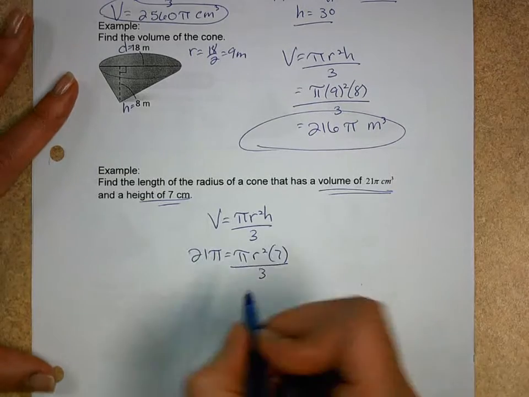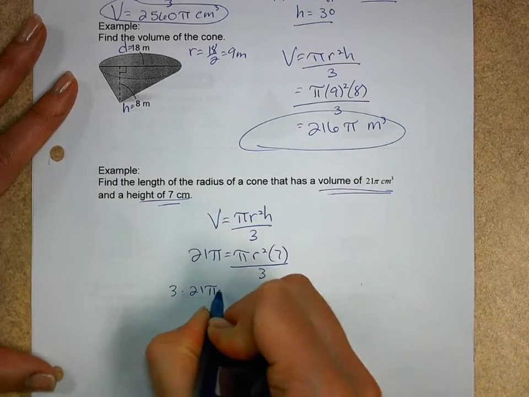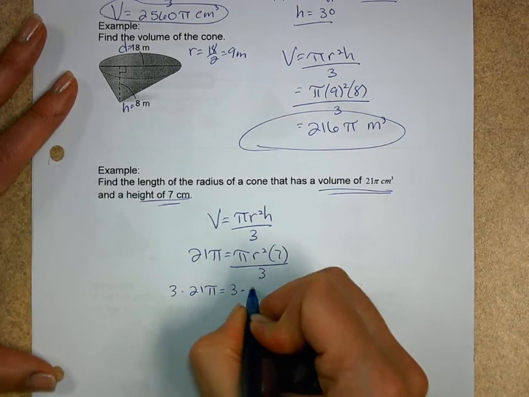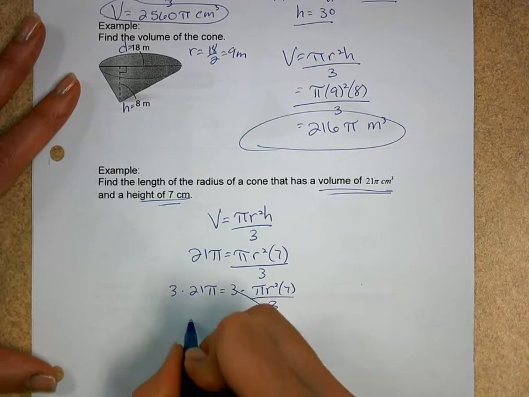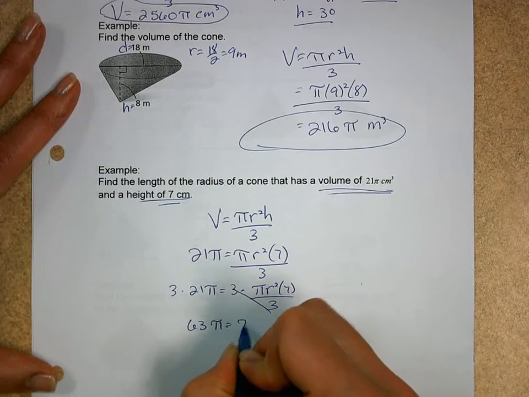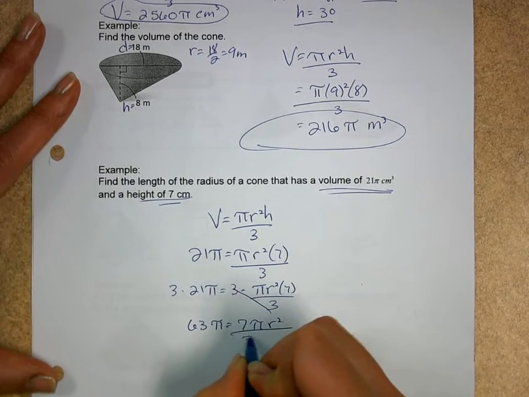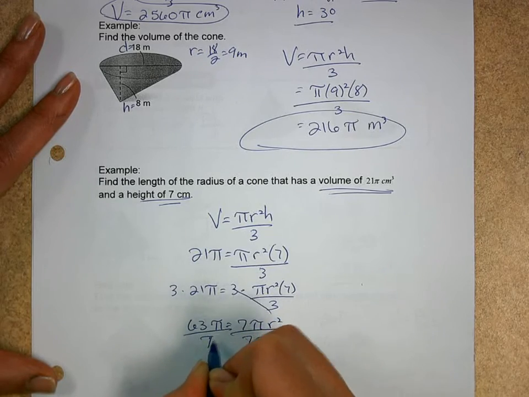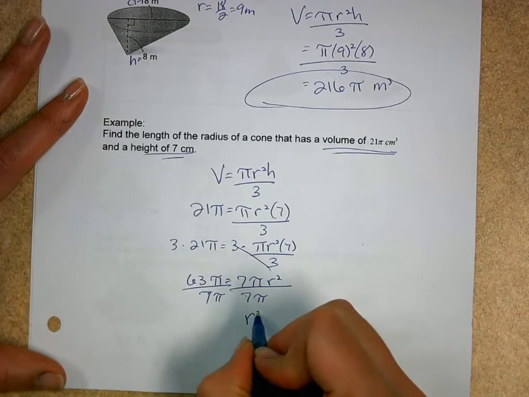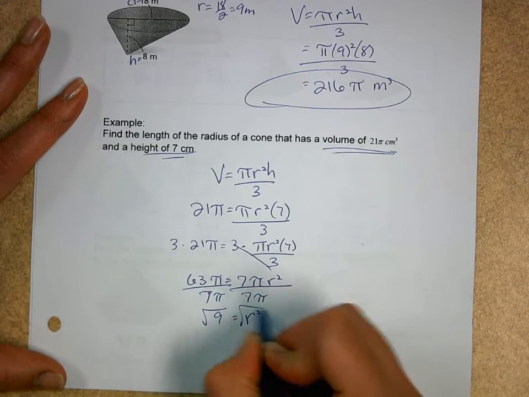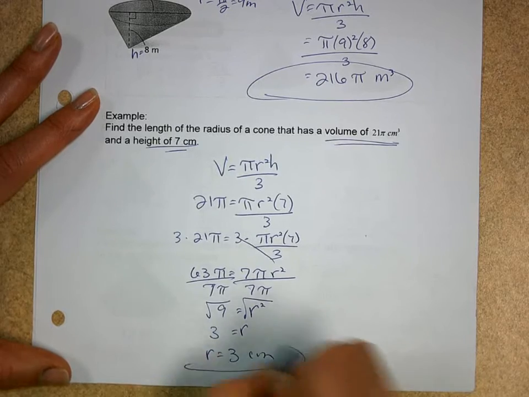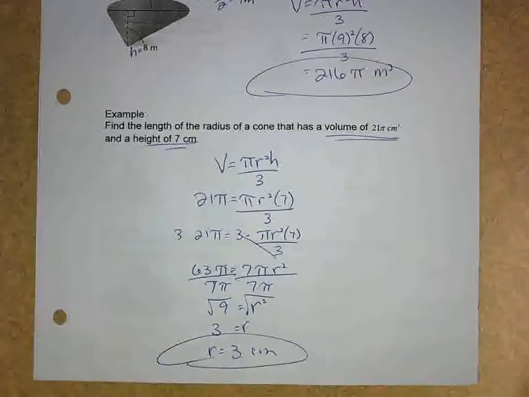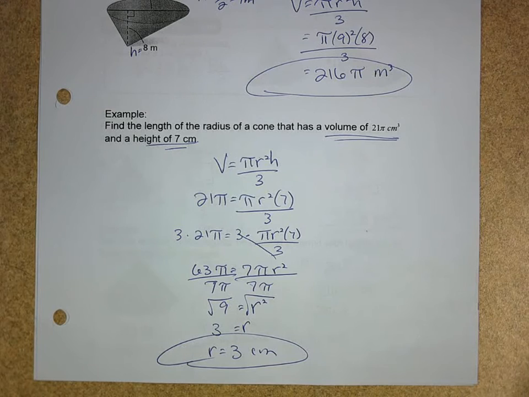Well, the next thing I'm going to do is multiply 3 to both sides, so that I can get rid of the 3 on the right. So I get 63 pi is equal to 7 pi times the radius squared. And then we're going to divide by 7 pi to get rid of the extra details. My radius squared is equal to 9. You take the square root. The radius is 3. So my radius is 3 centimeters. Hope that helps you a little bit and that we're able to calculate volume.